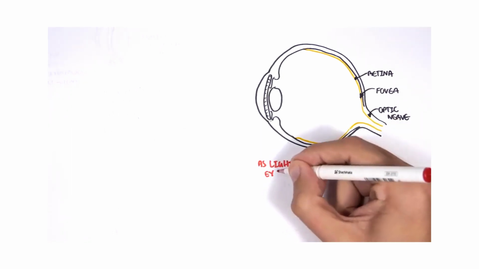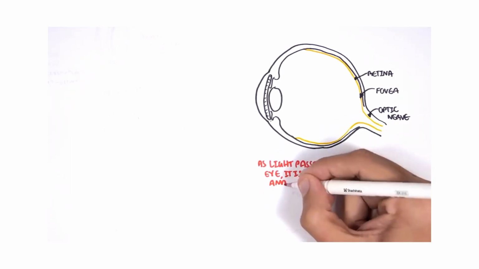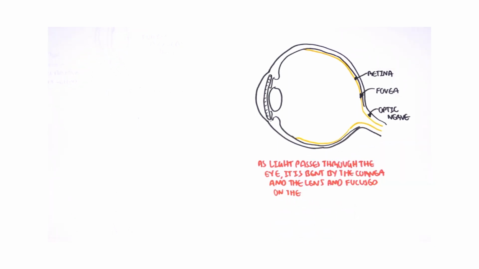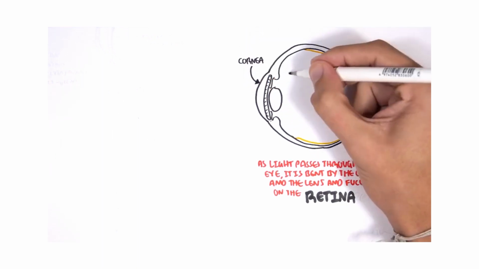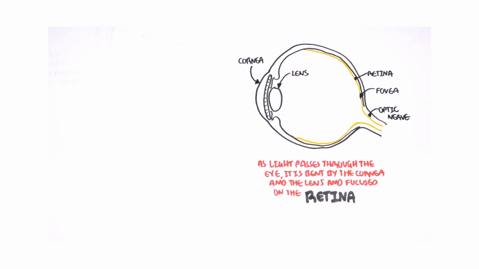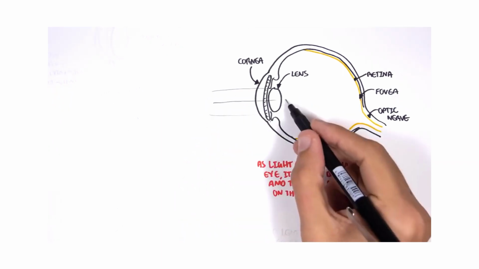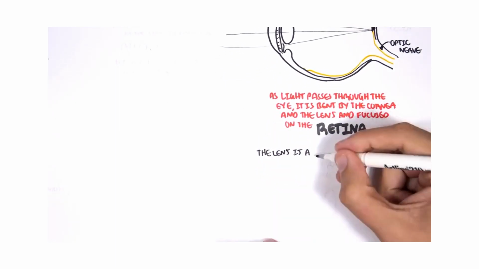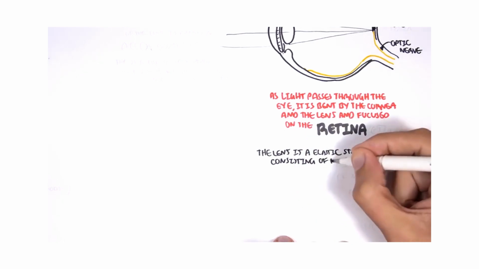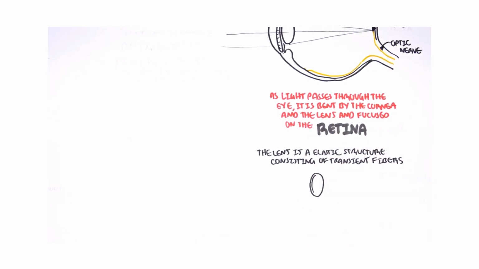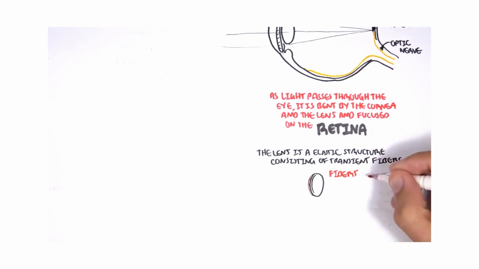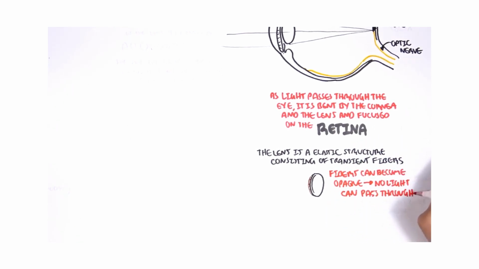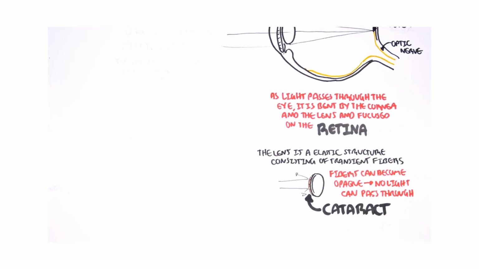As light passes through the eye, it is bent by the cornea and the lens, and is focused on the retina. So here is the cornea, and here is the lens. These are the primary structures responsible for focusing the light entering the eye, and it focuses on the fovea at the back. The lens is an elastic structure consisting of transient fibers. Here is a lens, but things can happen to the lens. The fibers of the lens can become opaque. This can result in no light entering the eye. This condition of the lens becoming opaque is called cataract.